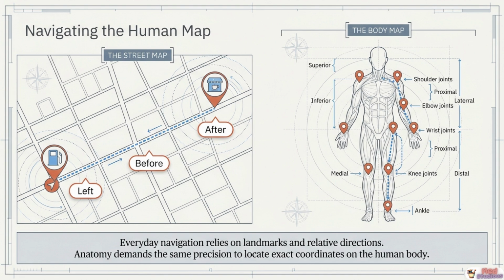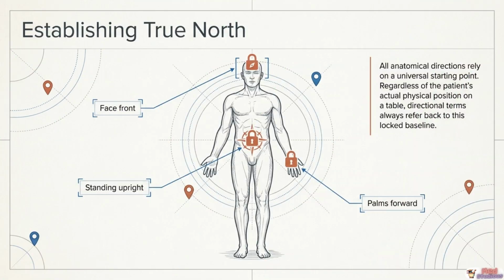Before you can use any directional term in anatomy, you need a fixed starting point, just like a compass needs true north before it can give you any directions. In anatomy, that fixed starting point is called the anatomical position. It's a universal standard that every medical professional in the world agrees on. The body stands upright, faces forward, arms hang at the sides, and the palms face forward. That's it. Simple, but incredibly powerful.